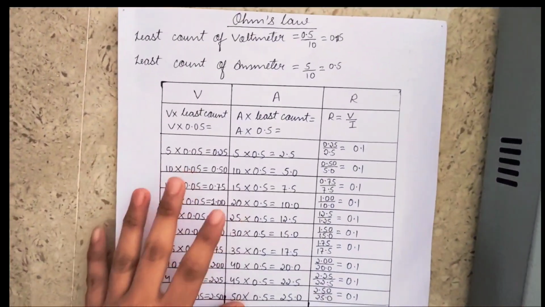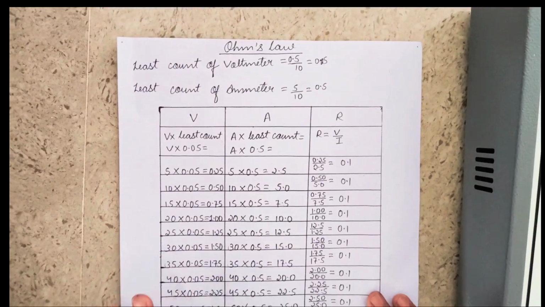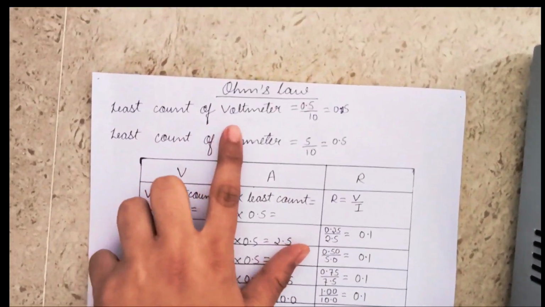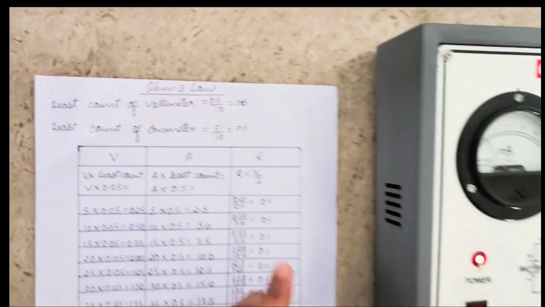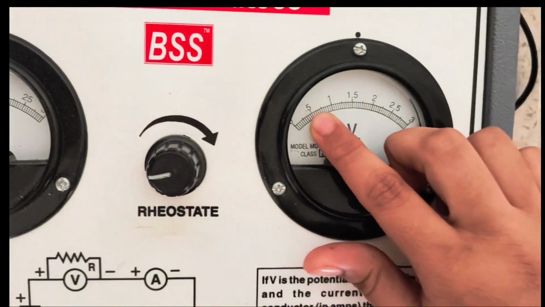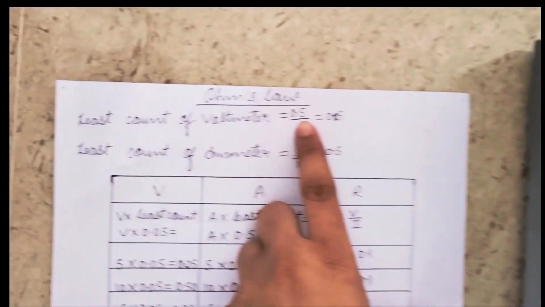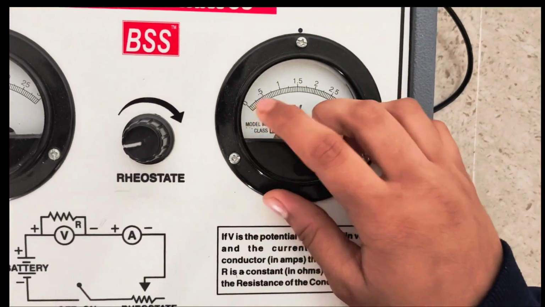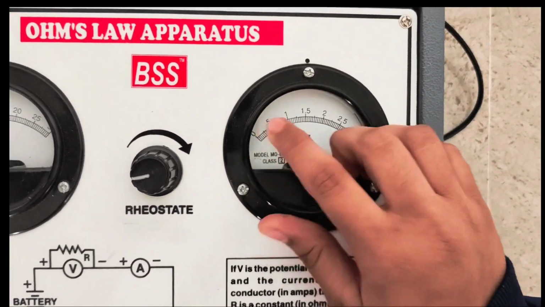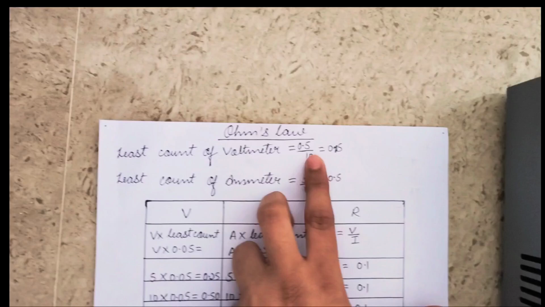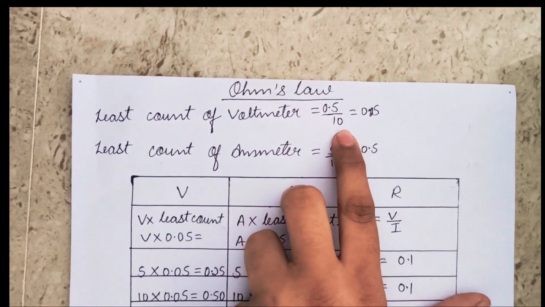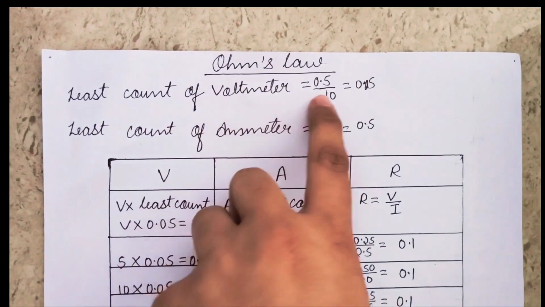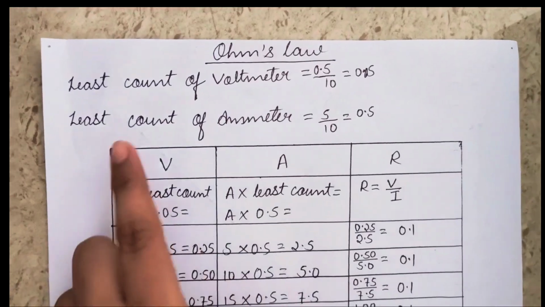Now we have to calculate the least count of this voltmeter and ammeter. For the least count of the voltmeter, we will see that here after 0, 0.5 is given. So 0.5 will be written in the numerator section, and for the denominator section we will check the number of lines in between 0 to 0.5, and that is 10. So 10 will be written in the denominator section. So our least count of the voltmeter will be 0.05.